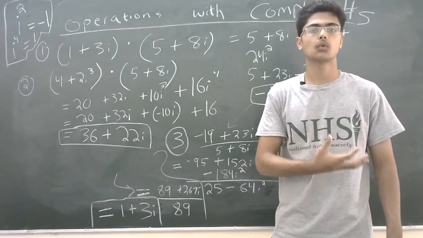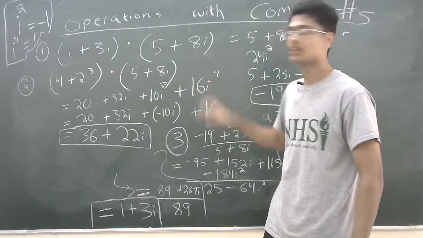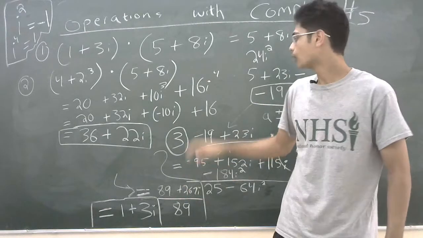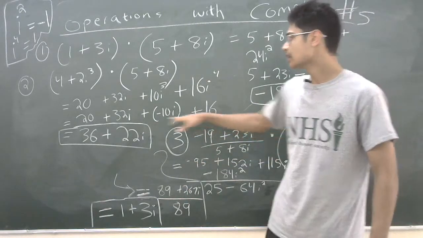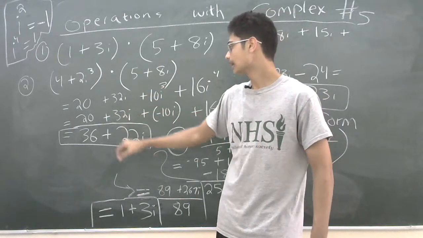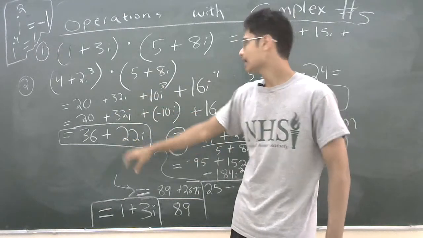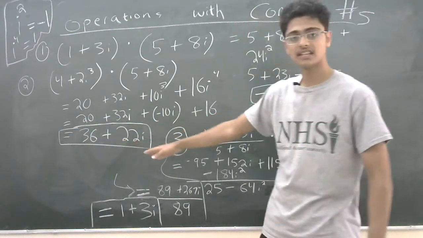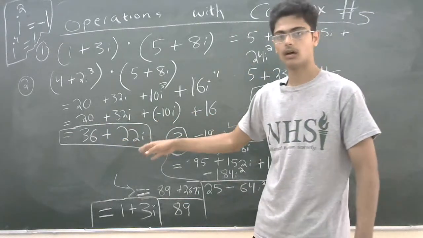Similarly, we know that i squared is -1. Therefore, i to the power of 4 is 1. Therefore, 16i to the power of 4 is really just 16. Solving this further and subtracting 10i from 32i, we have 22i, and 20 plus 16 we get 36. So our final answer would be 36 plus 22i.